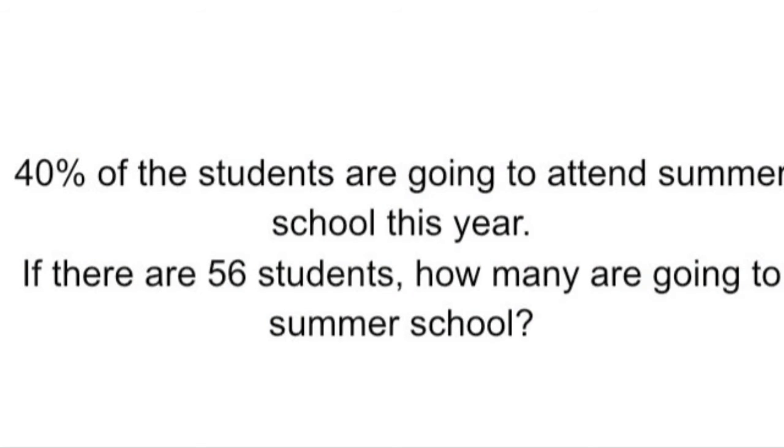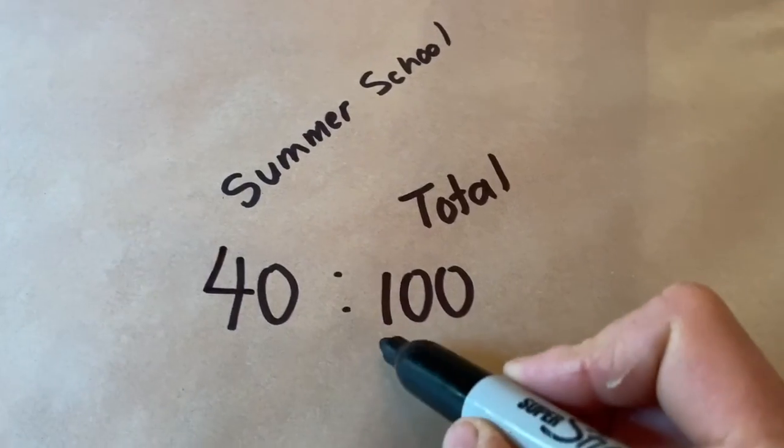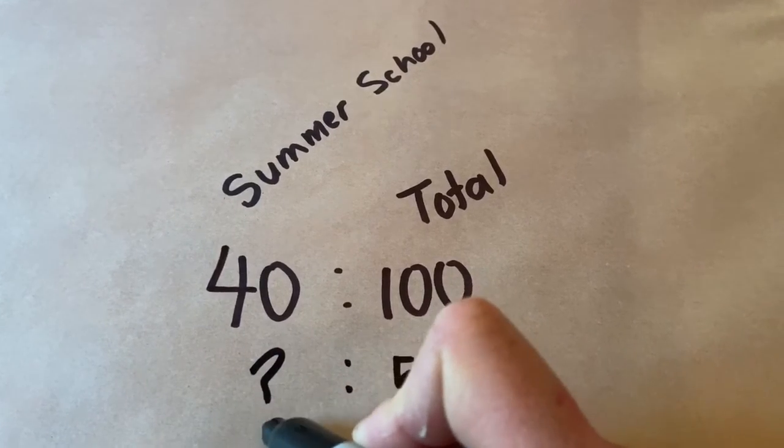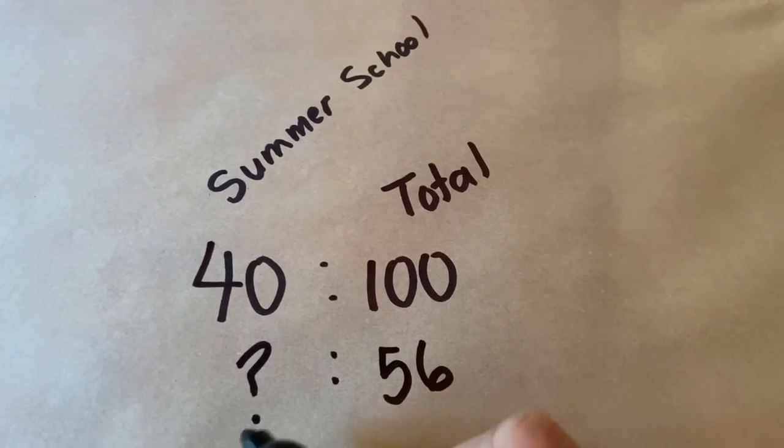We know that if the total students were 100, 40 would go to summer school. Now, if you look at this question more closely, you see that the total students should not be 100. It should actually be 56. So what we want to do is put the 56, the total students, underneath the 100, and then figure out how many of those students are going to summer school. Okay, so our total is not 100. Our total is actually 56.